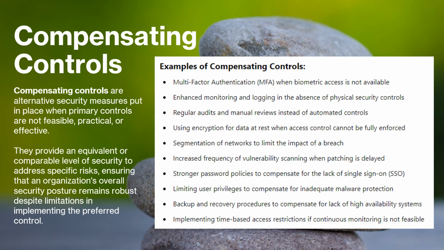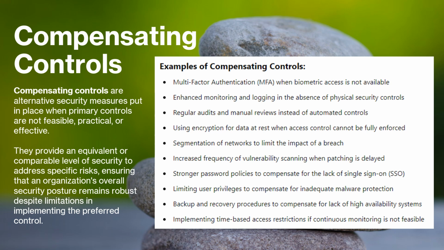Examples of compensating controls could be multi-factor authentication when biometric access is not available, enhanced monitoring and logging in the absence of physical security controls, regular audits and manual reviews instead of automated controls, using encryption for data at rest when access control cannot be fully enforced, segmentation of networks to limit the impact of a breach, increased frequency of vulnerability scanning when patching is delayed, stronger password policies to compensate for the lack of single sign-on or SSO, limiting user privilege to compensate for inadequate malware protection, backup and recovery procedures to compensate for the lack of high availability systems, implementing time-based access restrictions if continuous monitoring is not feasible.